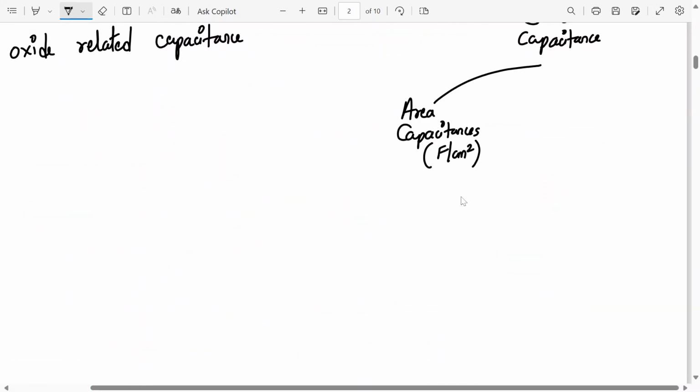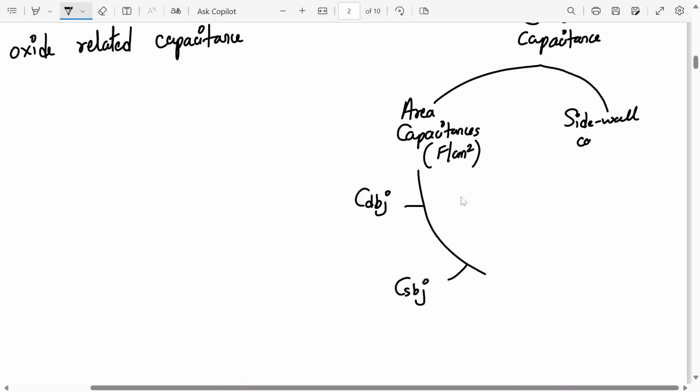So here area capacitances are of two types. One is CDBJ, drain to substrate junction capacitance, and the second is source to substrate junction capacitance. Both of them have the unit farad per centimeter square. Then there are two more capacitances which are present, called sidewall capacitances. It's not related to the area, it depends upon the periphery. So the unit is farad per centimeter only.